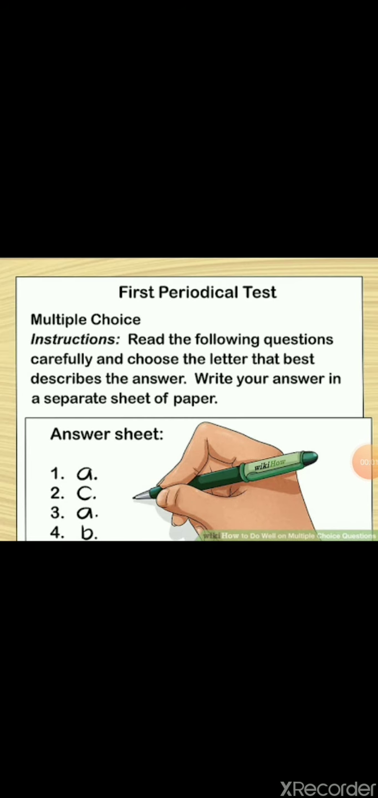MCQ based scenario, what is exactly that? But before I proceed, let me brief you on multiple choice. Just look at the screen instructions: read the following questions carefully and choose the letter that best describes the answer. So write your answer on a separate sheet of paper. Okay, so there are four options, 1 2 3 4. So which is the correct one? In this way, from four options you need to go to the correct one.